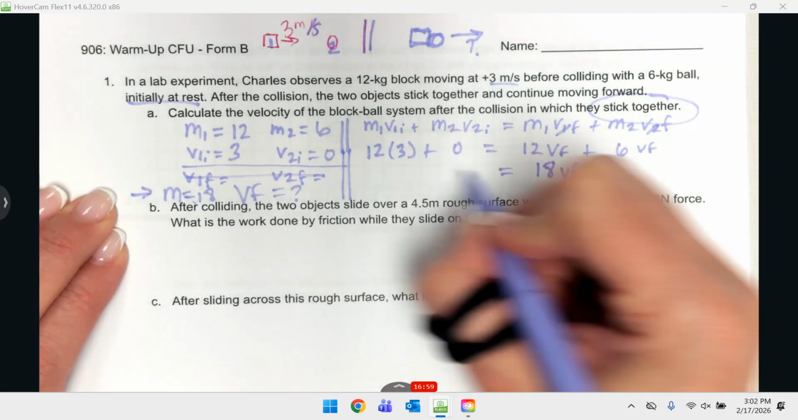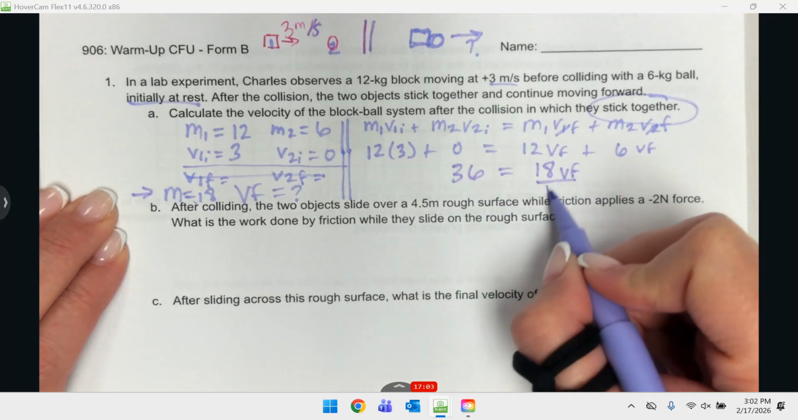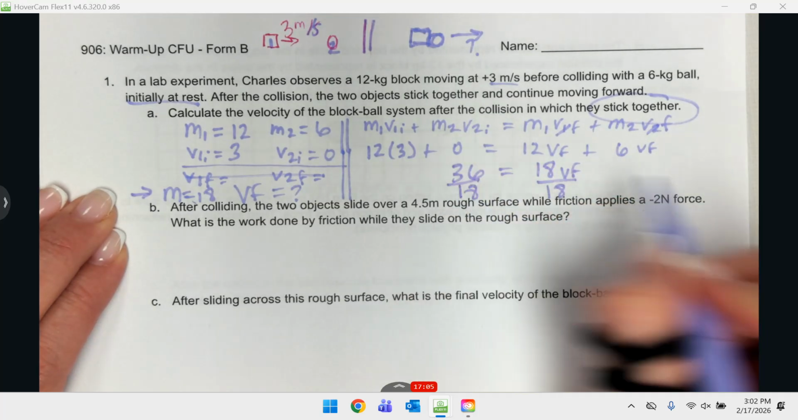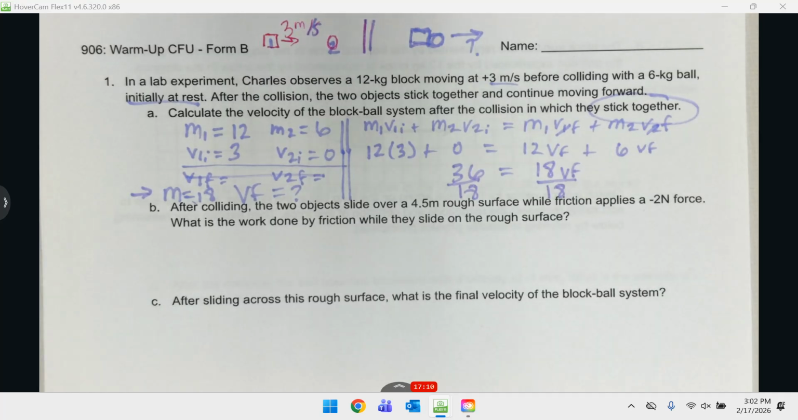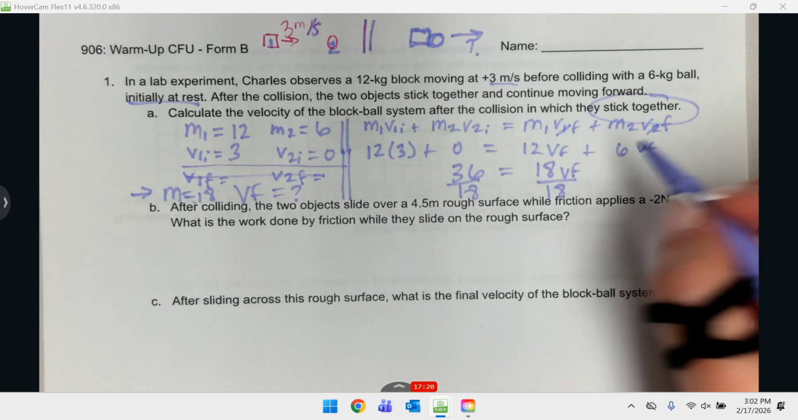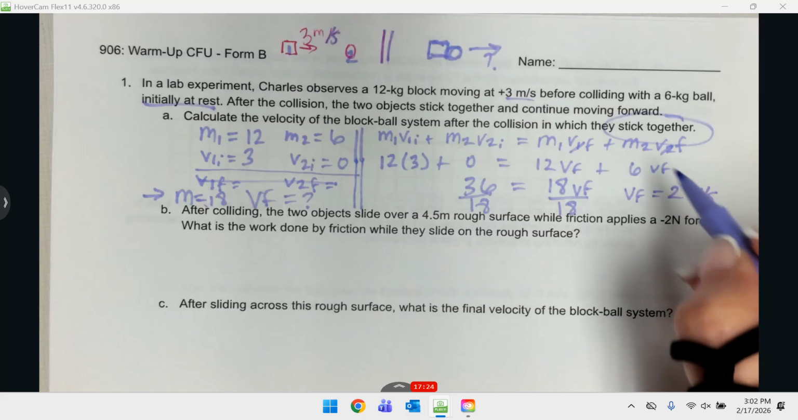On the other side, 12 times 3 is 36. And then to find our final velocity of the two objects together, we just have to divide both sides by 18. You should be able to do that one in your head. But if you don't know off the top of your head what 36 divided by 18 is, you can type it in the calculator. It's going to give you 2. So VF is 2 meters per second.